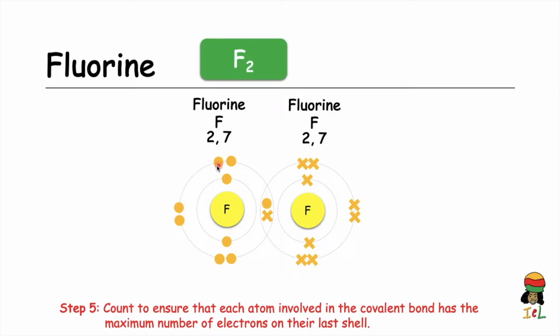We will start by counting the valence electrons for the fluorine on the left of our screen. 1, 2, 3, 4, 5, 6, 7, 8. The fluorine on the left now has 8 electrons on its last shell. As a result, its electron configuration is stable at 2, 8. We will do the same for the fluorine on the right. 1, 2, 3, 4, 5, 6, 7, 8. So the fluorine on the right also now contains 8 instead of 7 electrons on the last shell, which gives it a stable electron configuration of 2, 8.